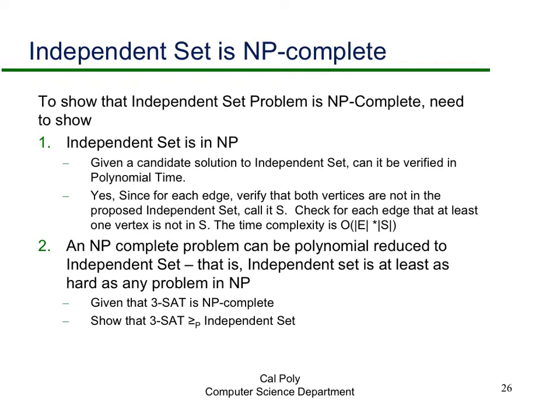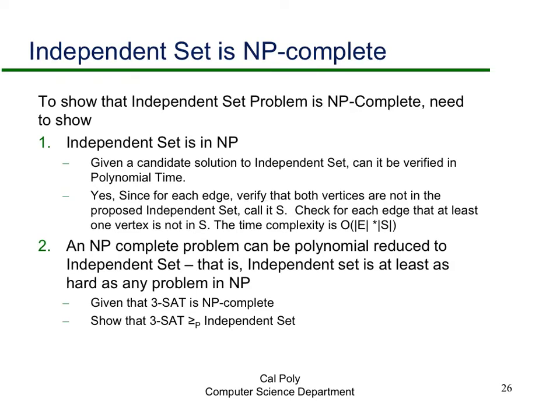Okay, so recall that to show the independent set problem is NP complete, we need to do two things. We need to show it's in NP, which means a potential solution can be verified in polynomial time, and we need to show that an NP complete problem can be reduced to independent set. This is going to be the hard part. This part I'll do right now.